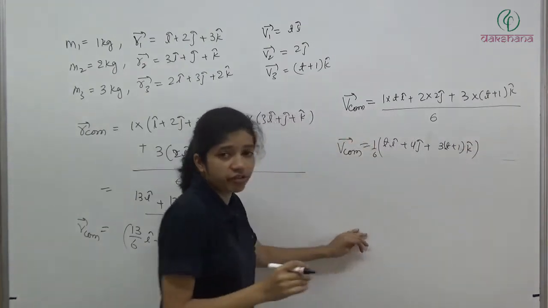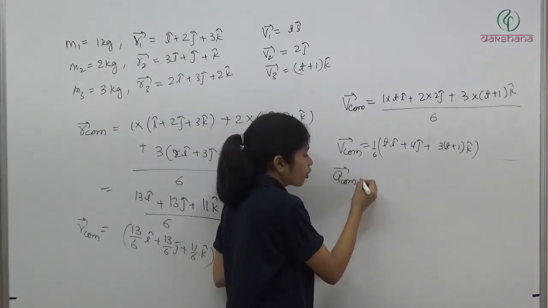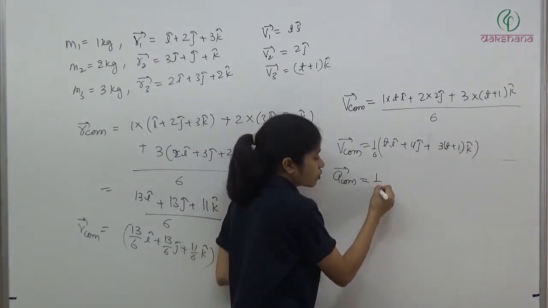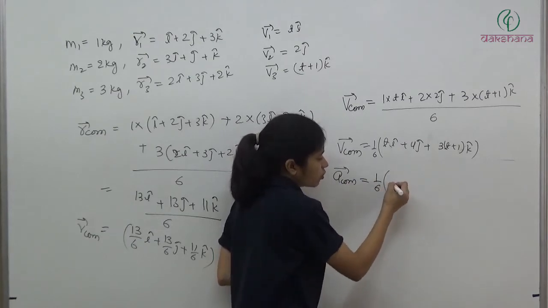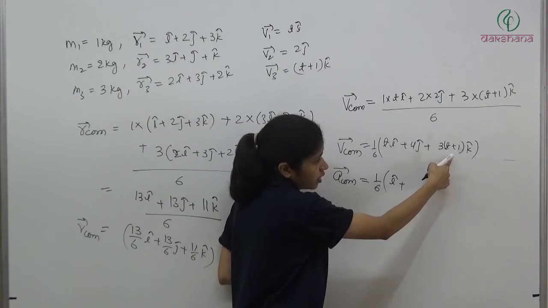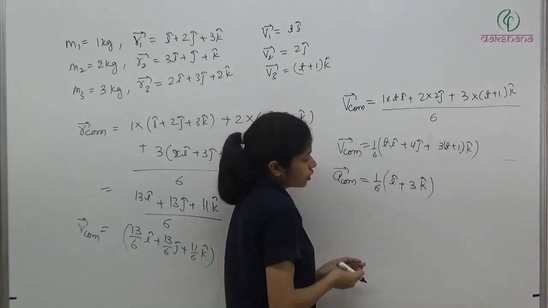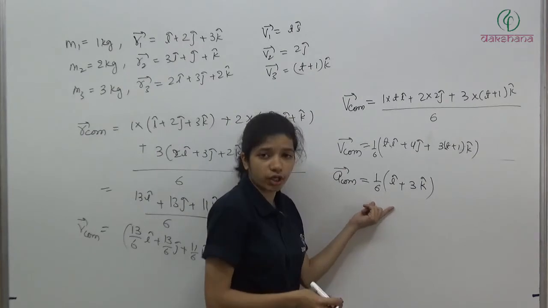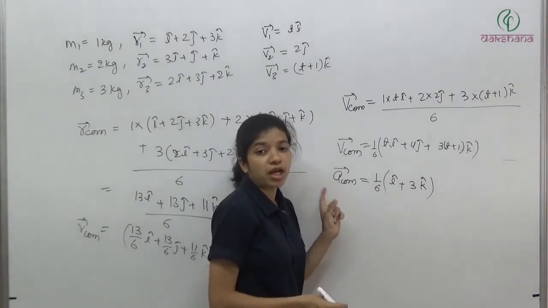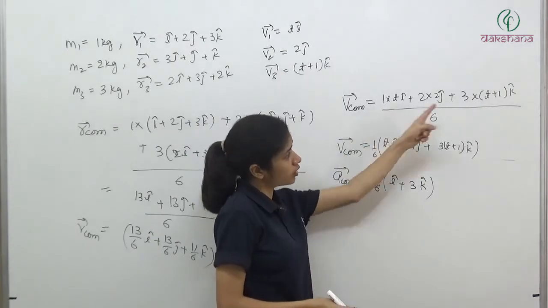Now if someone asks you what is the acceleration of center of mass, what we'll do is just differentiate this. So this 1 by 6 is common, it will come out. So i cap plus differentiation of this is 0, differentiation of this is 3, so 3k cap. So this is going to be the acceleration of center of mass. Now the center of mass is moving with a constant acceleration. Clear? So just forget about all these three particles.